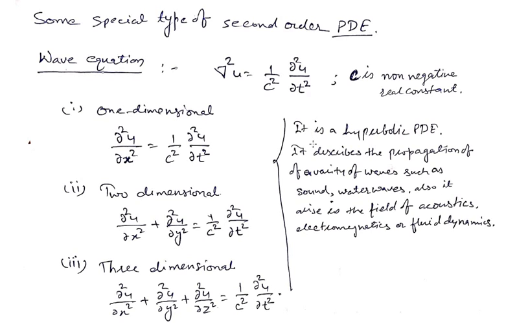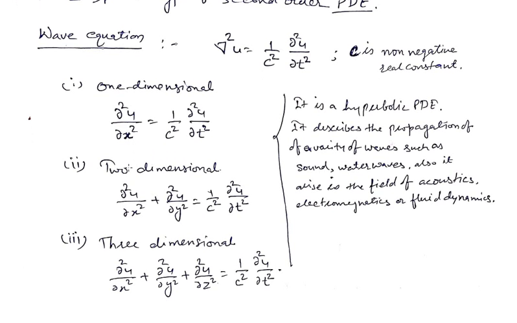Normally we can see the wave equation in sound, water waves, or acoustic or electromagnetic fields. In one-dimensional space, the wave equation is given by del 2u upon del x square equals 1 upon c square del 2u upon del t square. Here x and t are two independent variables and u is the dependent variable. t represents the time parameter and x represents any dimension.